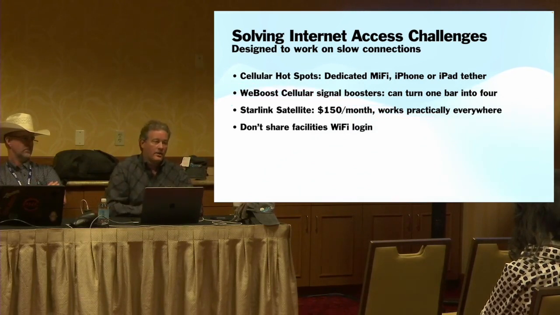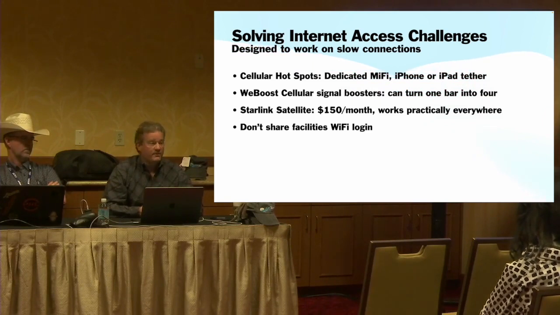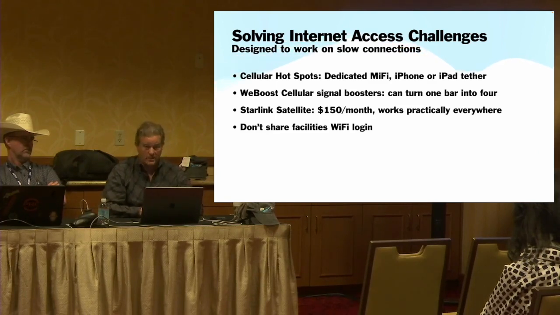And another option to consider, and I use this, is Starlink satellite internet. They have a plan now for mobile or RV. It's $150 a month. It works in the middle of Death Valley. It works in the middle of Baja, Mexico. It works in the middle of the Caribbean on a sailboat.